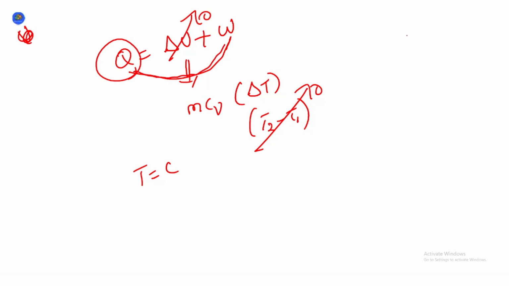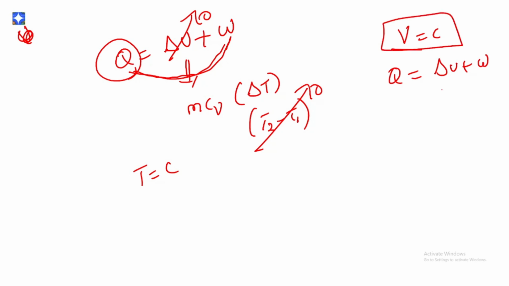Okay. So if you go for a constant volume process and apply the same first law of thermodynamics, I can say that since it is a constant volume process, there is no boundary movement. So the work done is going to be zero.